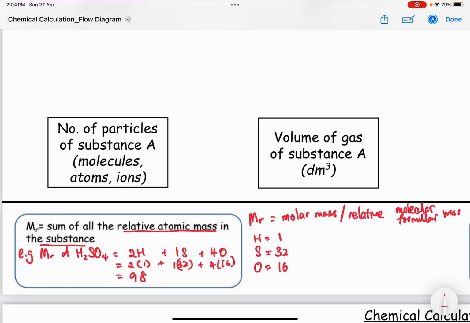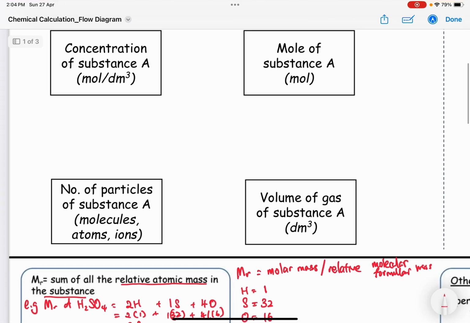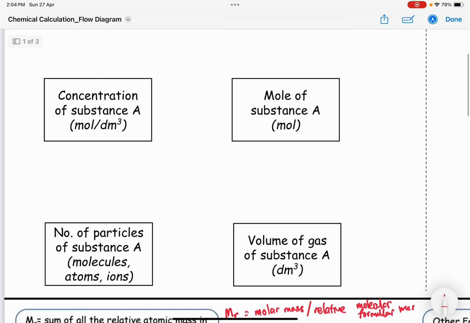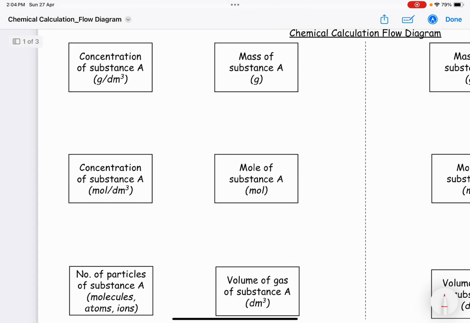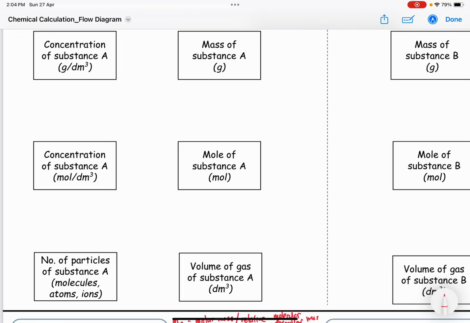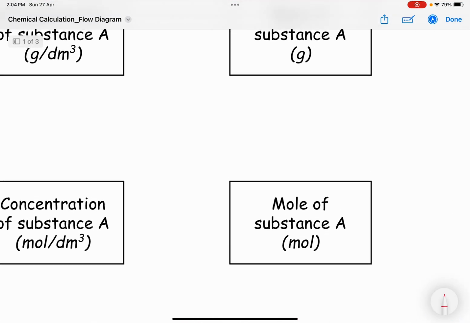So learning how to calculate MR will be important because subsequently we'll be using that for a while. Okay. Now, once you know how to calculate MR, we can actually do one of the interconversions here. Okay, so we're gonna look at how to interconvert between all of these various quantities. So let's start.